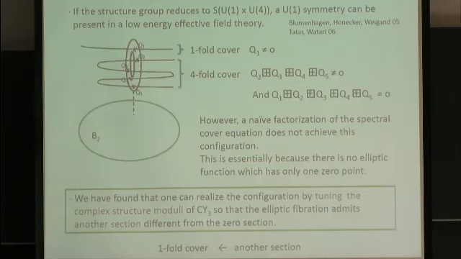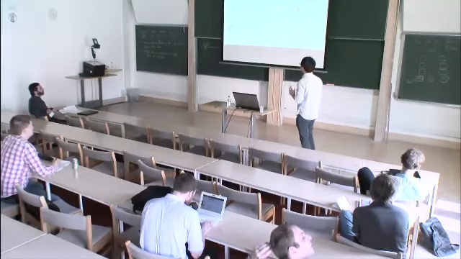However, this kind of spectral cover can be constructed if we find some equation which describes this 1-fold cover. But actually, this is impossible since there is no elliptic function which has only one pole. But actually, if we tune the complex structure moduli of the Calabi-Yau threefold to have another section which is different from the zero section, then we can associate this 1-fold curve with this other section. Then we can actually construct this decomposed spectral cover.